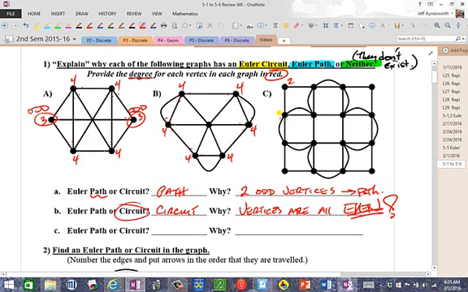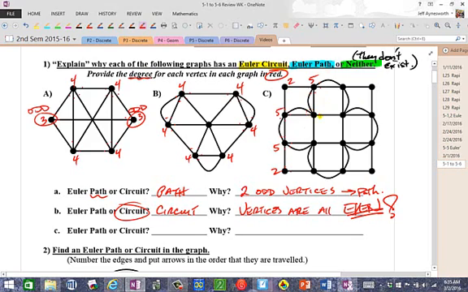Next one, we have 2. 1, 2, 3, 4, 5. We got 5 here. Another 5. And up here, 1, 2, 3, 4, 5. We got a lot of 5s. Already I can see, because I have more than two odd vertices, no path nor circuit exists. But I'm going to continue.